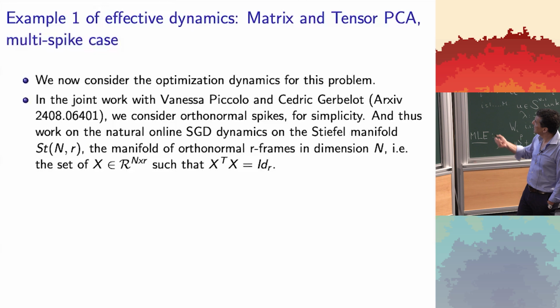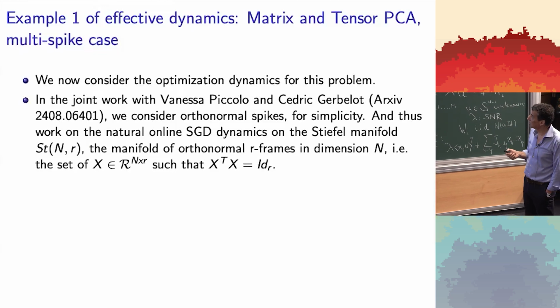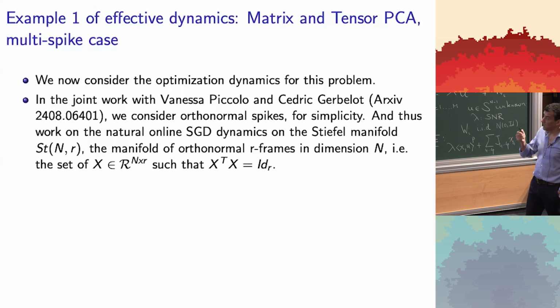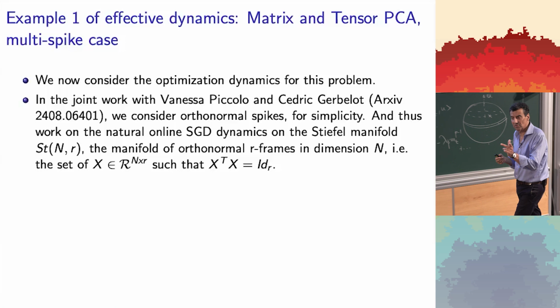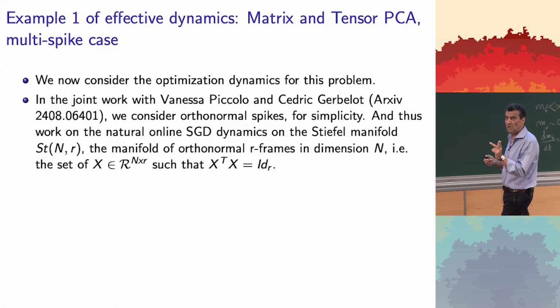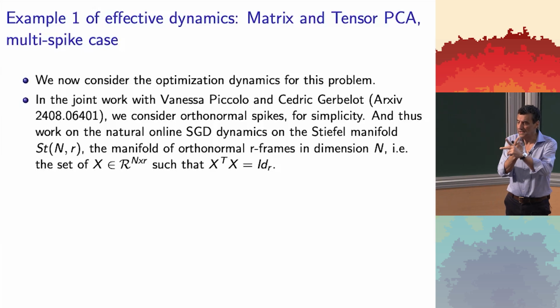So, in this joint work with Vanessa and Cedric Gerbelot, a postdoc at Courant, and now back in France, which is almost a year old, we consider the SGD for this. And to simplify, we take the spikes, the signal, to be orthonormal. We don't want two spikes to be very near. So we take them to be orthonormal. They are on the sphere and orthogonal.